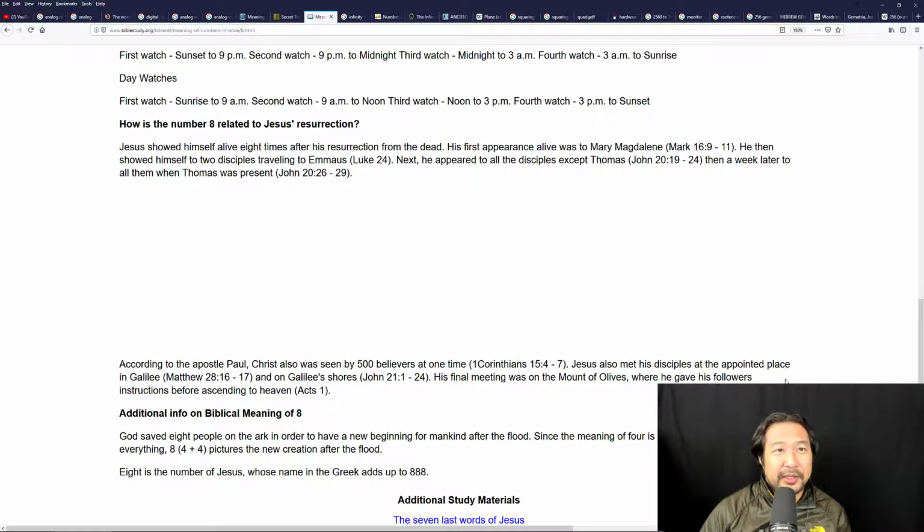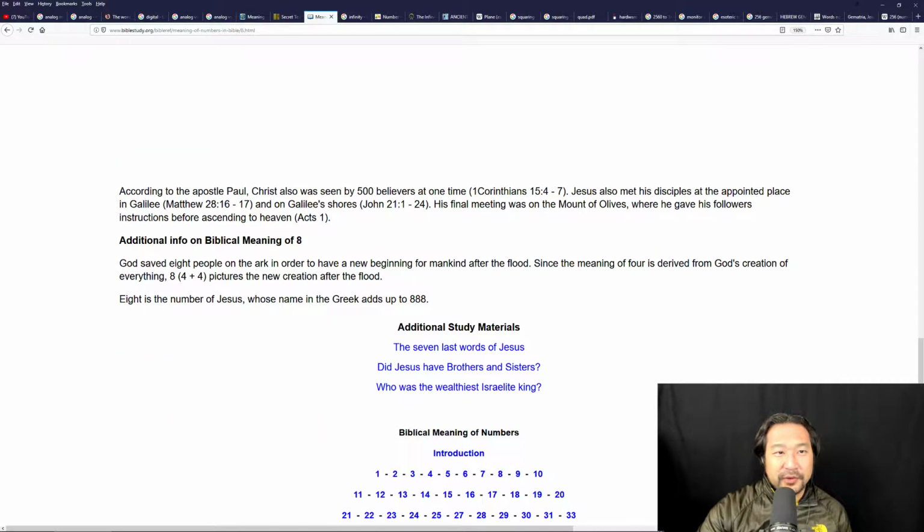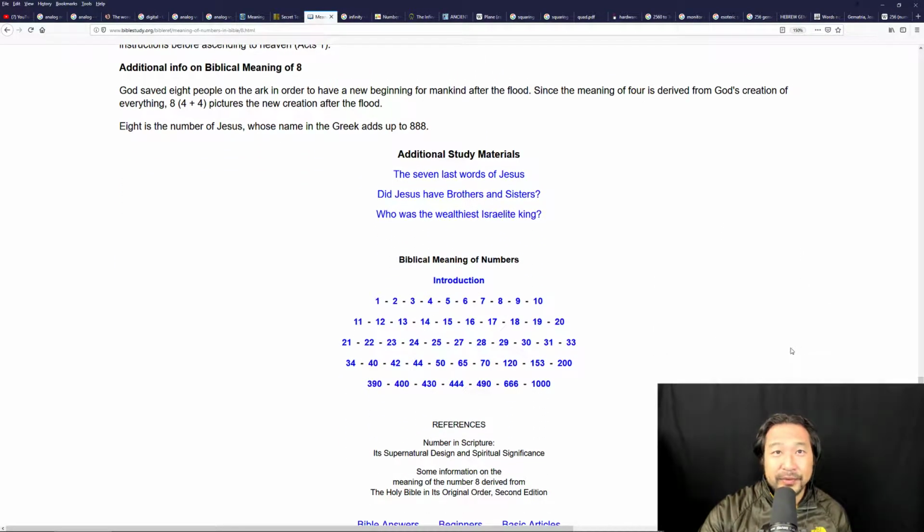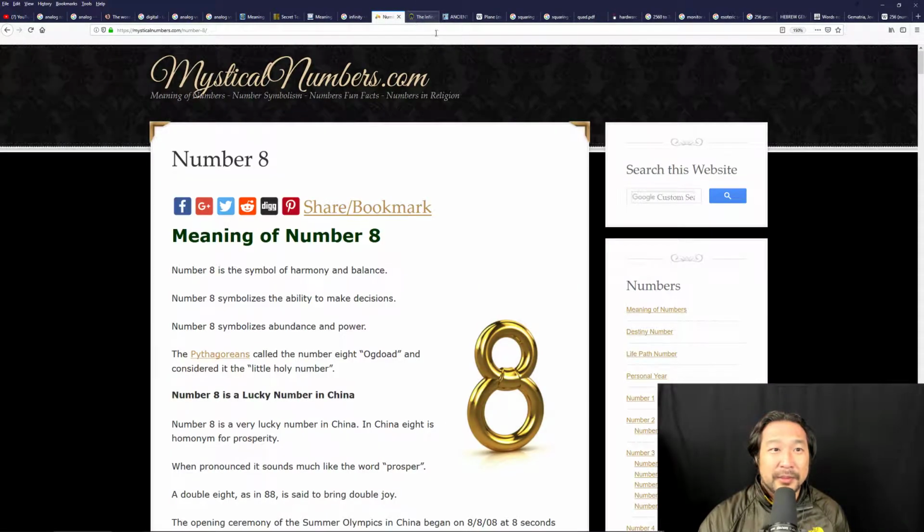Okay, so how is number 8 related to Jesus' resurrection? Jesus showed himself alive 8 times after his resurrection from the dead. Additional info on biblical meaning, and we saw this before. God saved 8 people on the ark in order to have a new beginning for mankind after the flood. 8 is the number of Jesus, whose name in the Greek adds up to 888. And of course, if you watch Marty Leeds, you're going to see more about Jesus in the septenary and what that adds up to, and with the Greek, and it's pretty cool. Let's keep going.